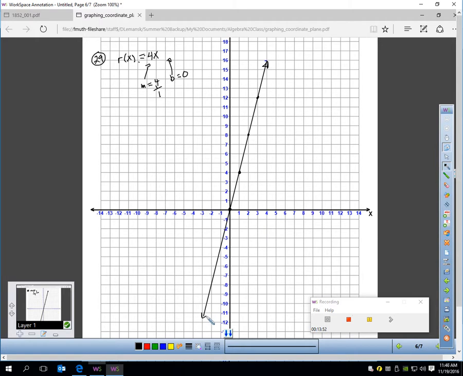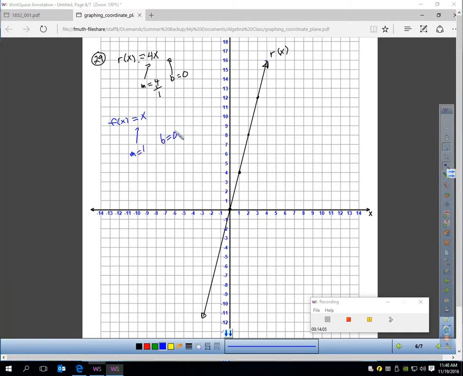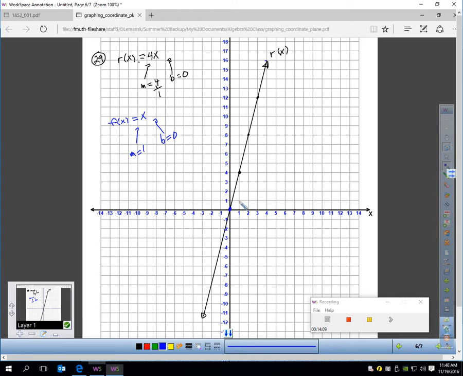Okay, now let me graph my parent function. And remember, the parent function is f of x equals x. So now the parent function has a slope of 1 and a y-intercept of 0. So let's graph this one. Here's the y-intercept, and up 1 over 1.